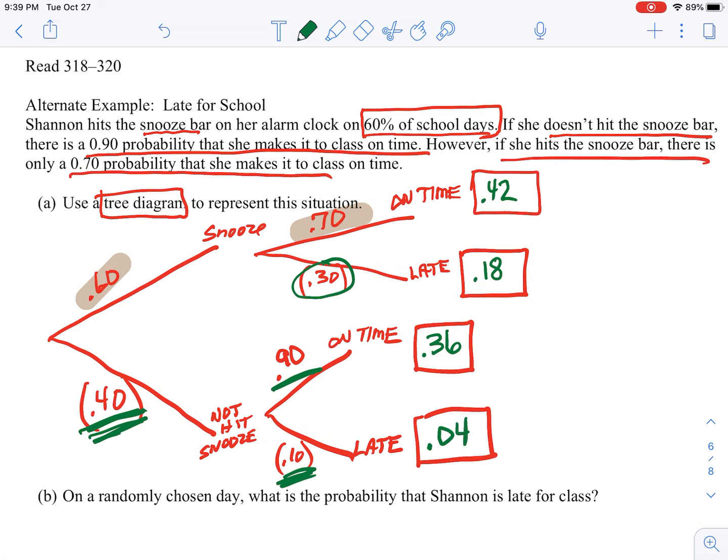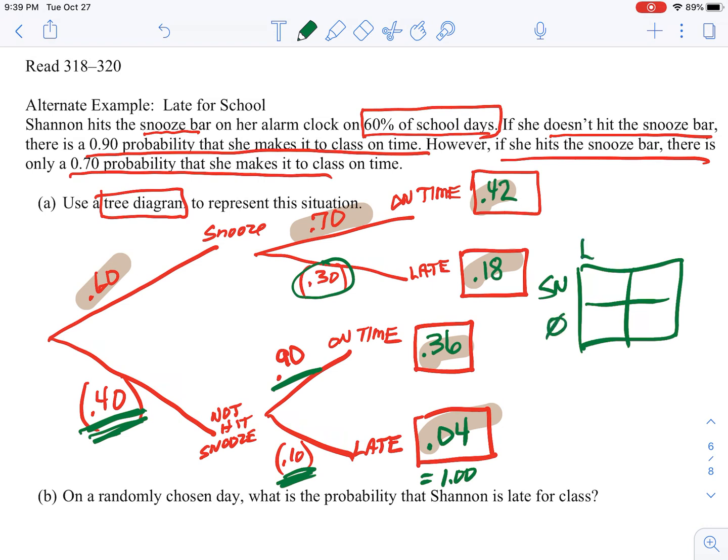And if we've done this correctly, all of these should add up to 100%. So, these should add up to 1.0, and they do. Those add up to 1.0. And it turns out that if you would make a two-way table about whether she hits the snooze button or not, and whether she's on time or not, guess where these four numbers end up? These four numbers end up in the table just like they end up in the Venn diagram.